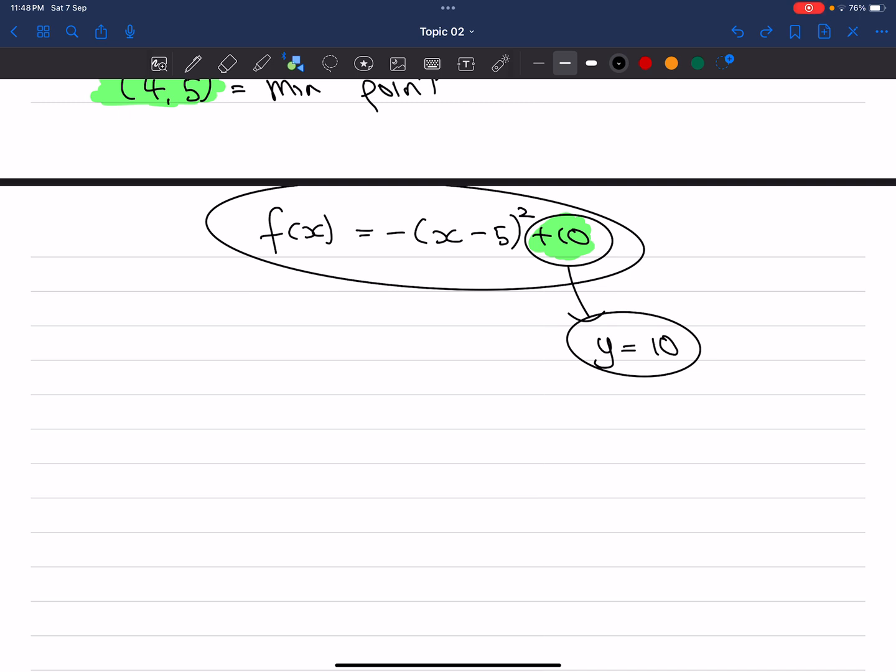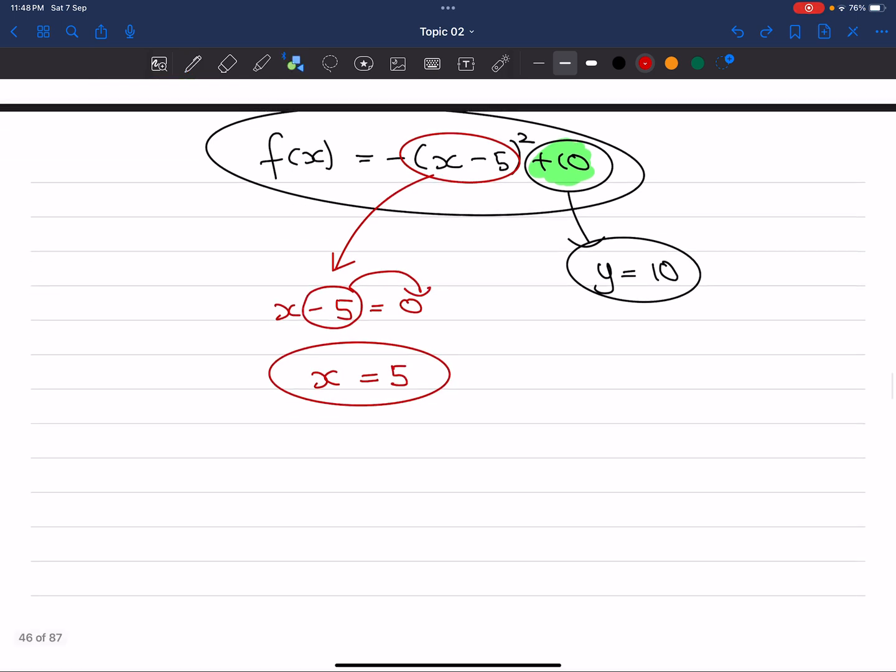And to get the x coordinate, go inside the brackets and make it 0. So now I have x minus 5 equals 0. Therefore, x equals 5. I got my coordinates, which is (5, 10). Now is this coordinate a maximum point or minimum point?